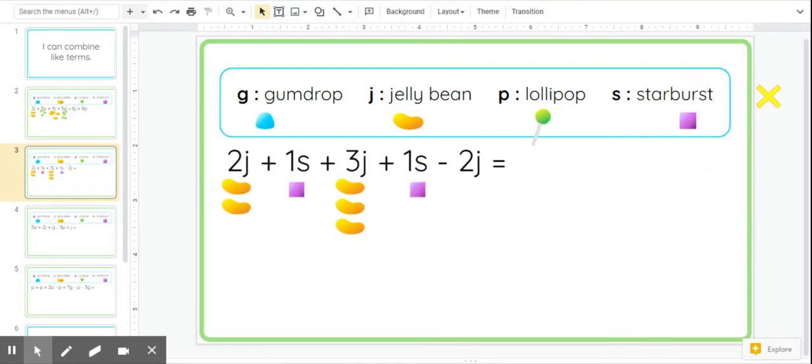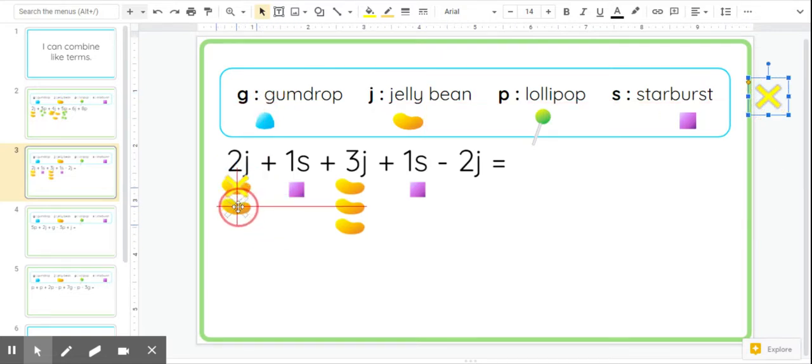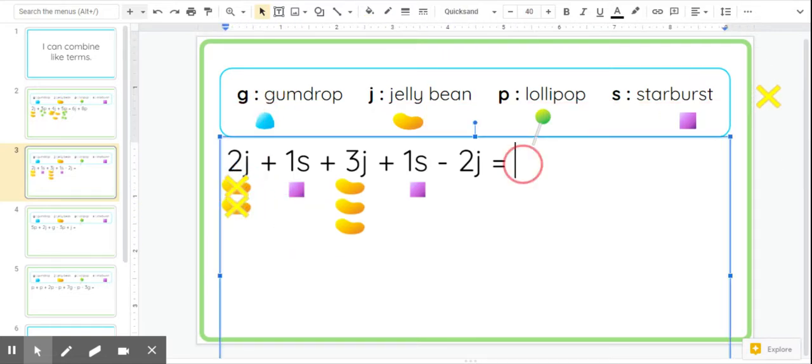Ooh, but now I see minus. We need to take away 2J or 2 jelly beans. So I'm going to cross out 2 jelly beans. So we're left with 2 starbursts and 3 jelly beans. But a better way to write this is in alphabetical order. So let's put the jelly beans first and then the starbursts. It's the same thing. It's just a better way to write it.